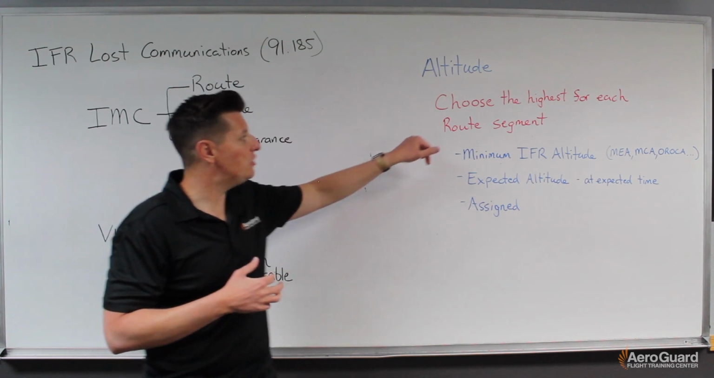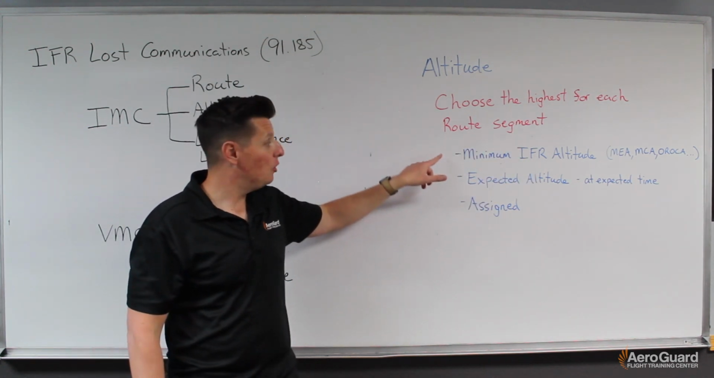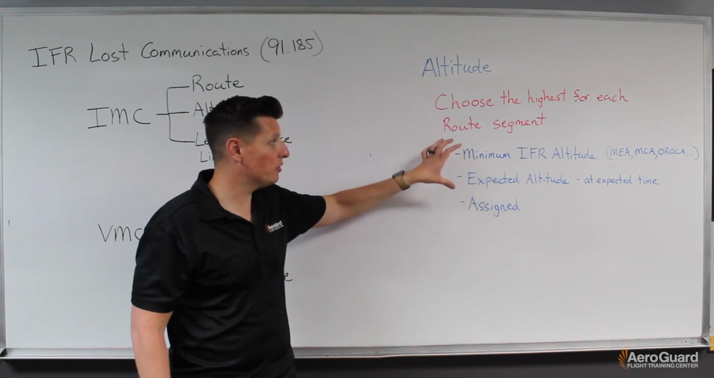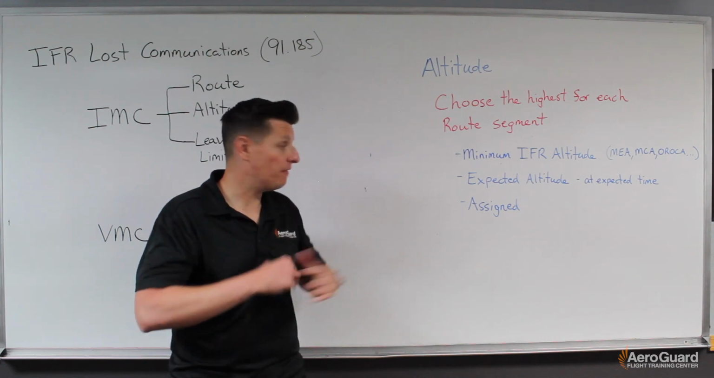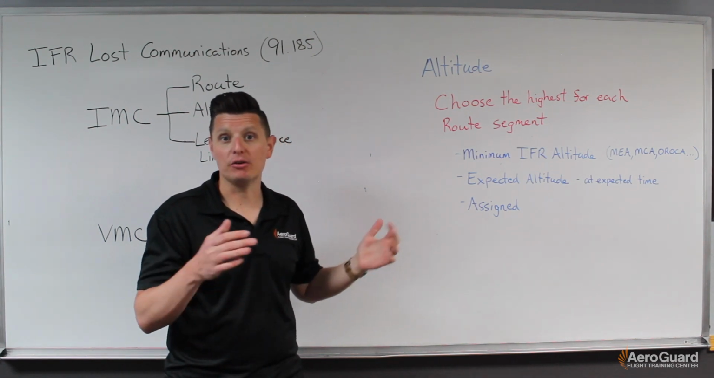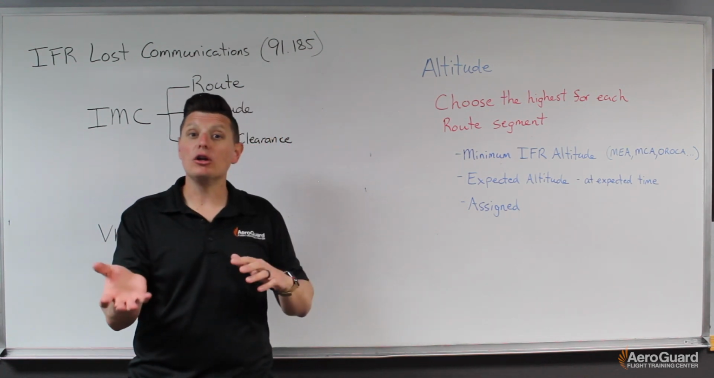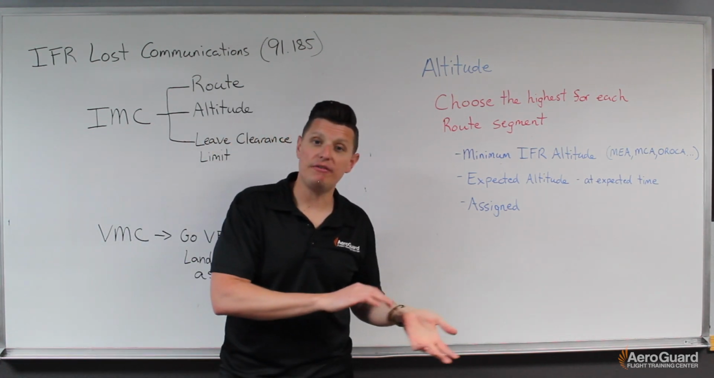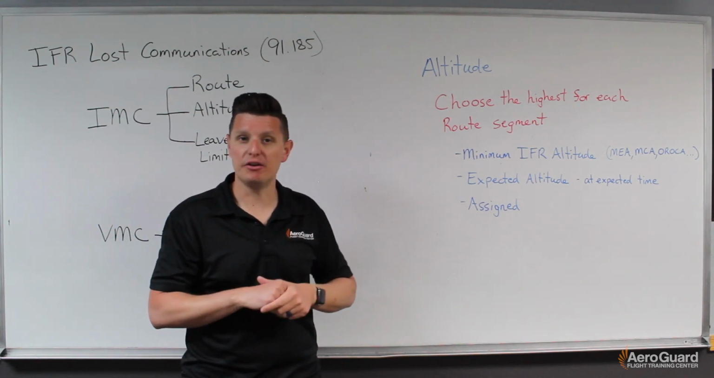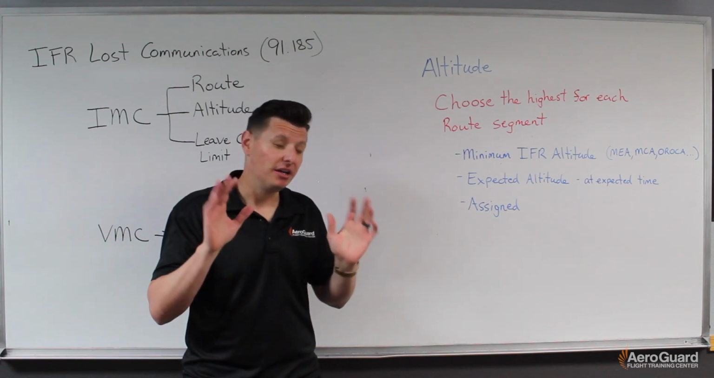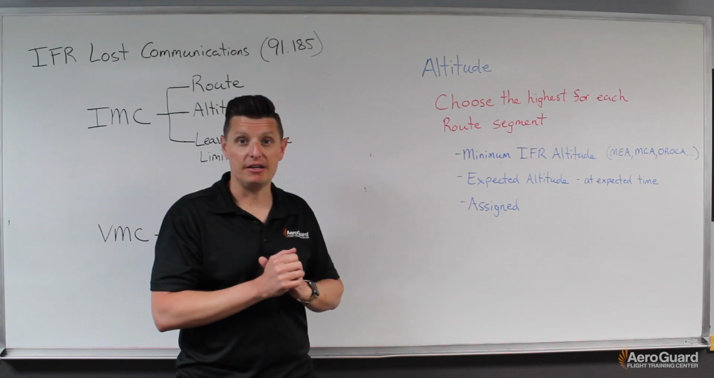So once again, for each route segment, we'll want to compare each of these three. When we compare them, we'll choose whichever is the highest, and therefore we can fly at that altitude for the remainder of that route segment. Good. So our last piece is going to be choosing when to leave the clearance limit. This is generally going to happen near the end of our flight, but in either case, let's dive into what that's going to look like next.